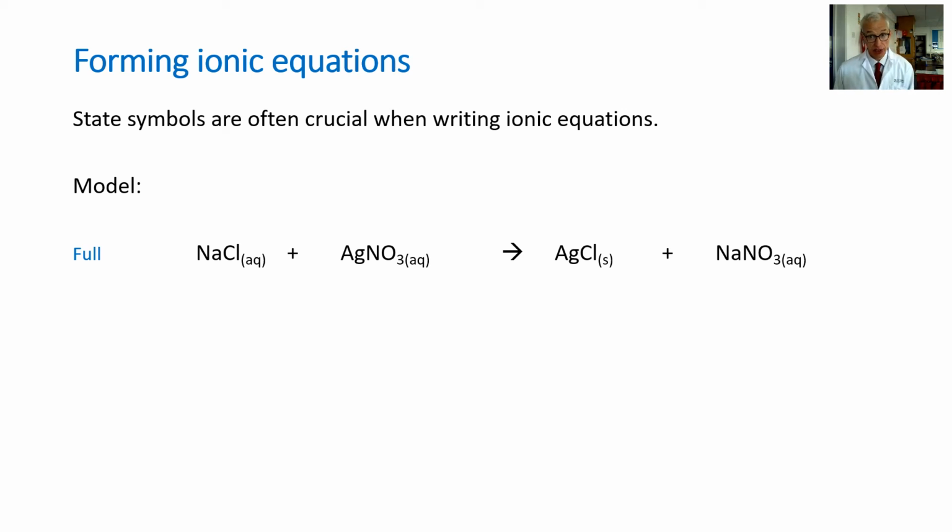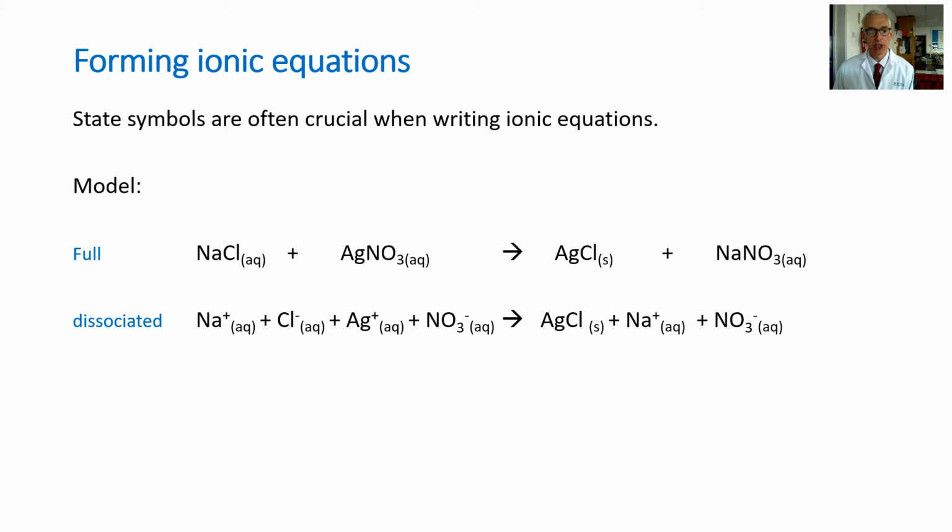So let's take a simple example to start with. Best start with a simple example. Sodium chloride and silver nitrate, we mix those together, we get a precipitate of silver chloride as shown by the state symbol (s), and an accompanying solution of sodium nitrate. Now, as I explained on the previous slide, sodium chloride is going to dissociate into its ions. Silver nitrate is going to dissociate into its aqueous ions.